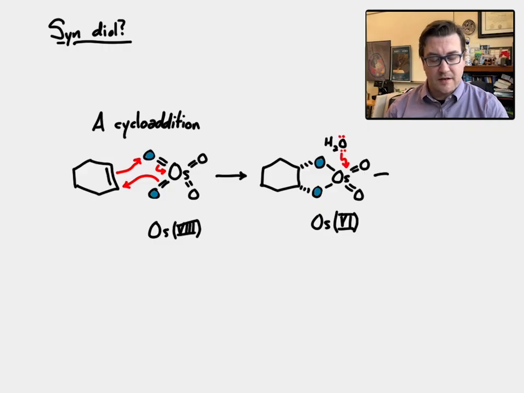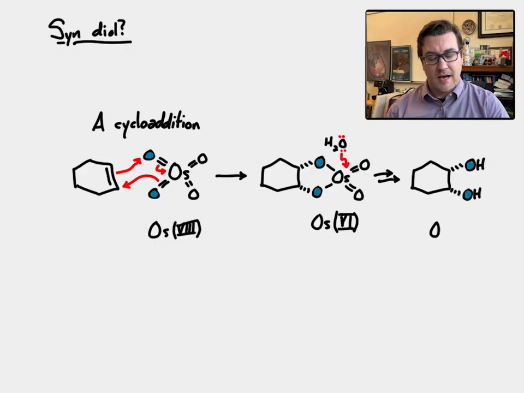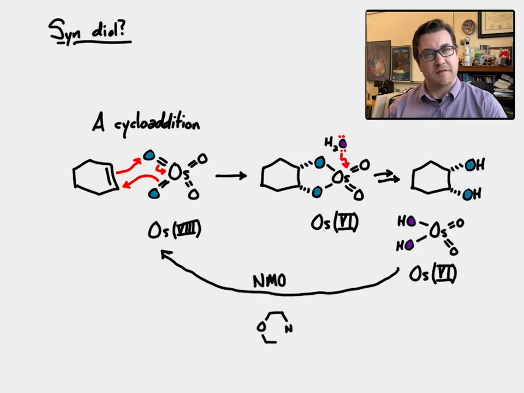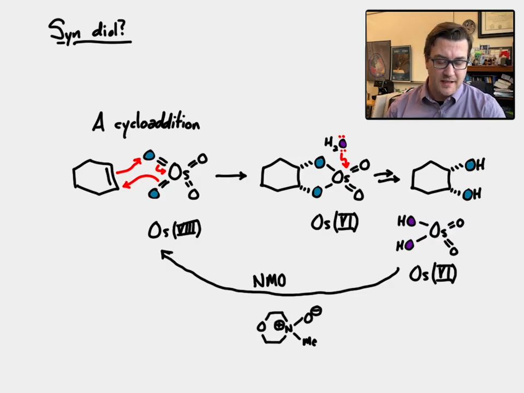Now at this stage, there's water present, and water can hydrolyze away the osmium through a multi-step mechanism that we don't really need to discuss here. And this gives you now this osmium-6 species, where the oxygen atoms are now the oxygen atoms that came from water. The reason we throw in NMO is because osmium is relatively expensive and relatively toxic, and so we want to use a catalytic amount.